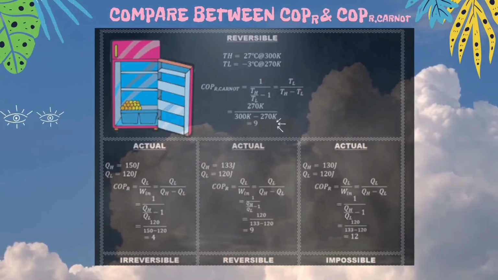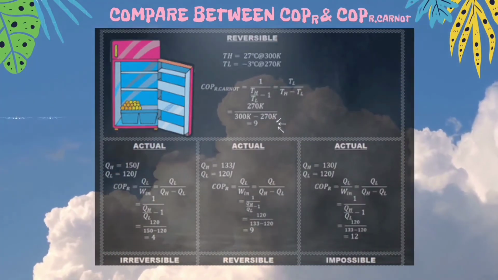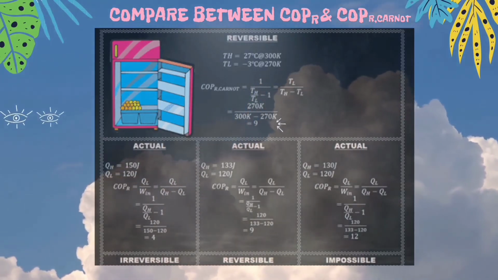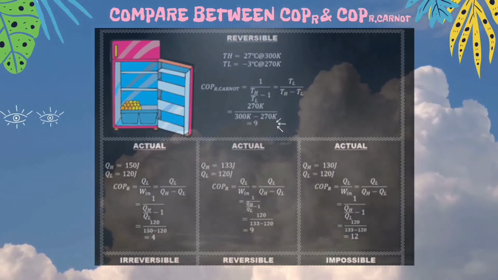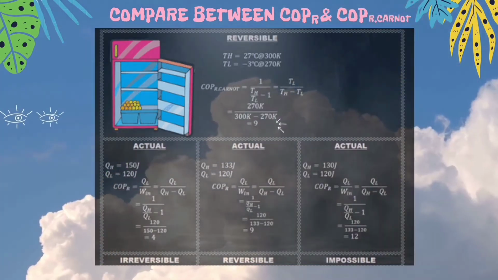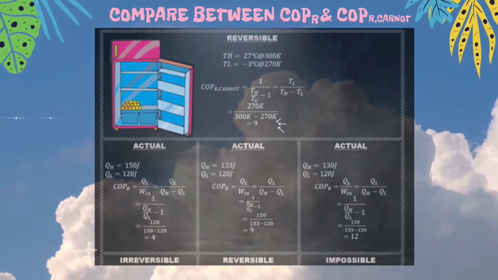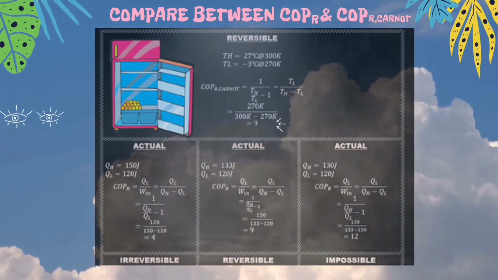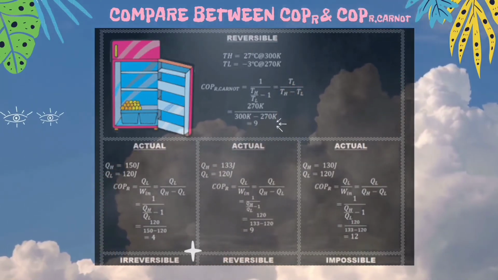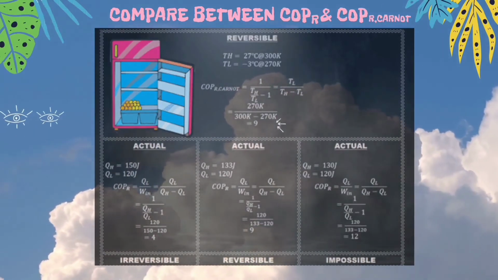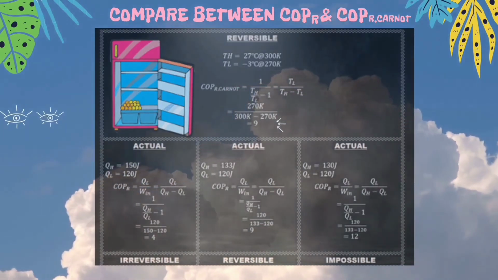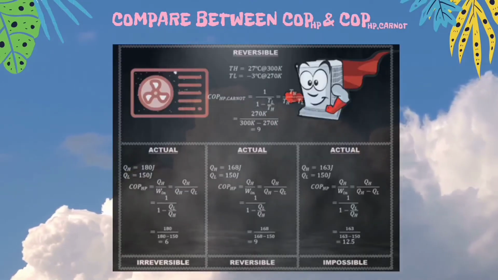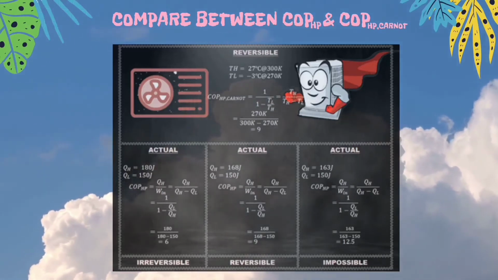Now, we have to calculate for an actual refrigerator with the heat given. Here are examples for three situations with different QH and QL. For situation 1, the value of COPR is less than the COP of the Carnot refrigerator. So, these refrigerators are classified as irreversible refrigerators. For situation 2, the value of COPR is equal to the COP of the Carnot refrigerator. The refrigerators are classified as reversible refrigerators. For situation 3, the value of COPR is more than the COP of the Carnot refrigerator. The refrigerators are classified as impossible refrigerators. For a heat pump, the comparison is also the same as for the refrigerator. The difference is only in the equations.